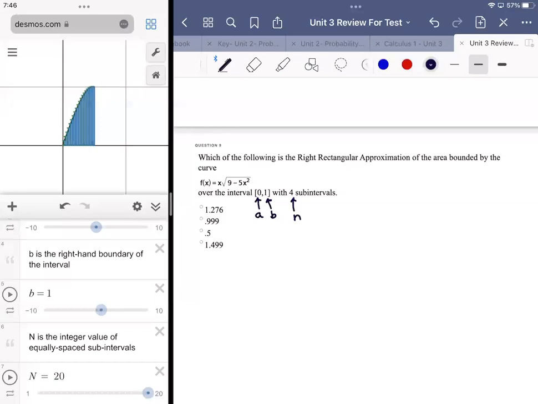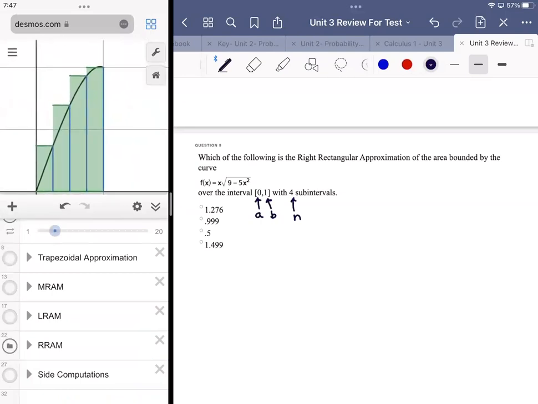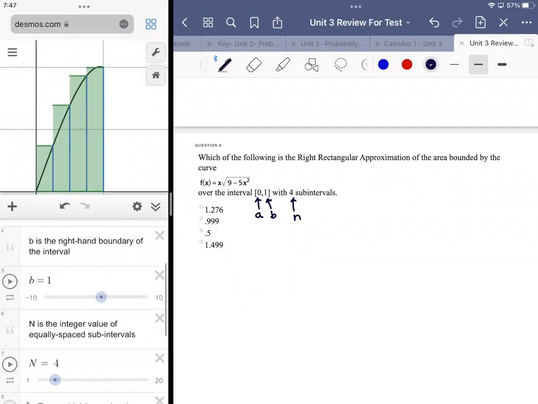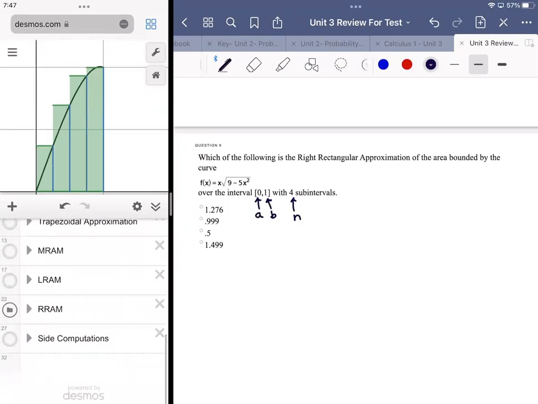The n value should be 4 for this problem. So you see that there are 4 rectangles there, each of which are connected to the curve in their upper right-hand corner. All right, so your a value, your b value, and your n value. Then you'll see MRAM, LRAM, or you see trapezoidal approximation too, and RRAM, and then some side computations. But I'm only going to ask you about the 2 things that we covered in this class: LRAM, left rectangular approximation method, and RRAM, a right rectangular approximation method.